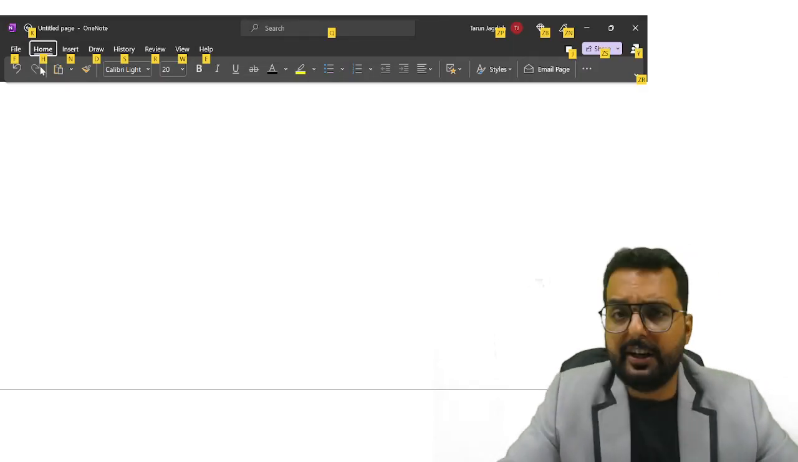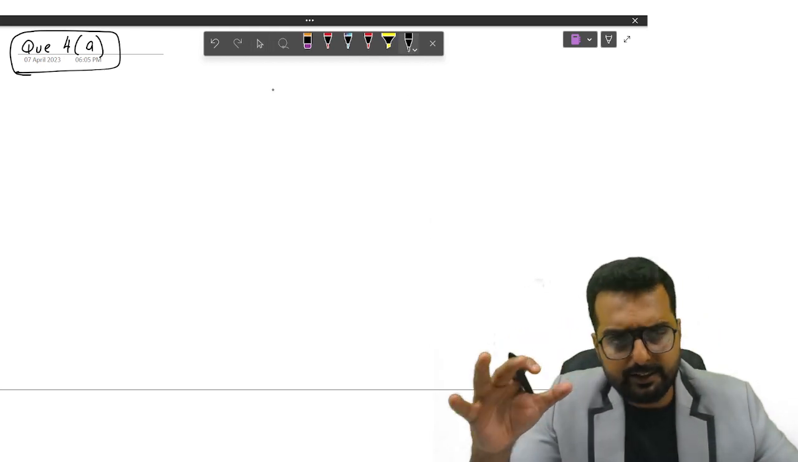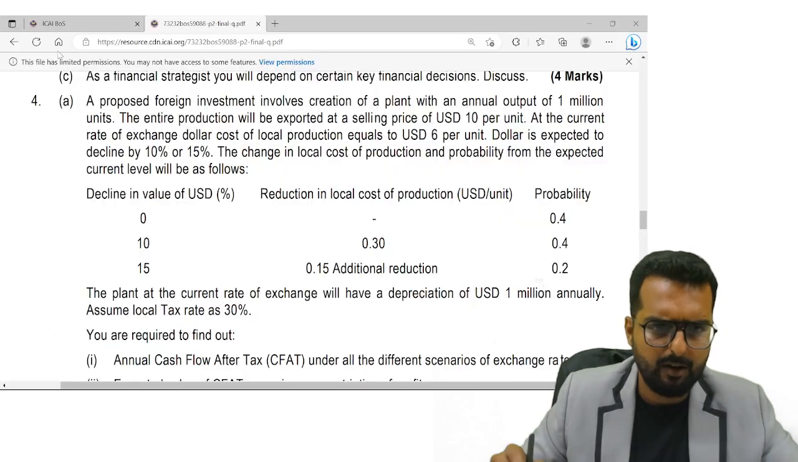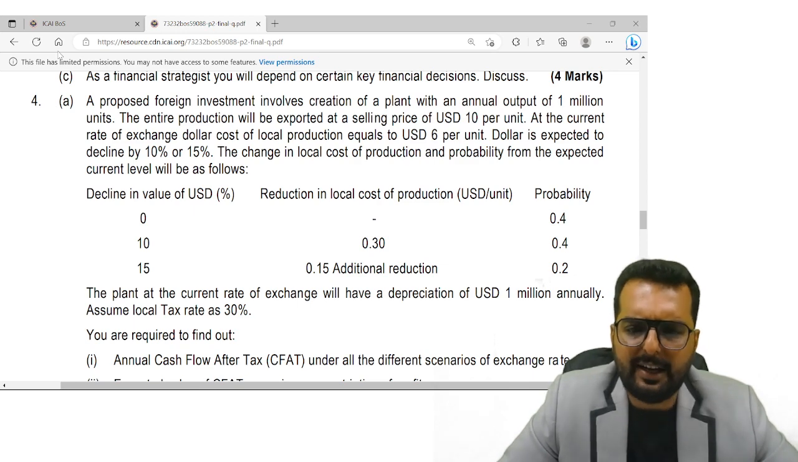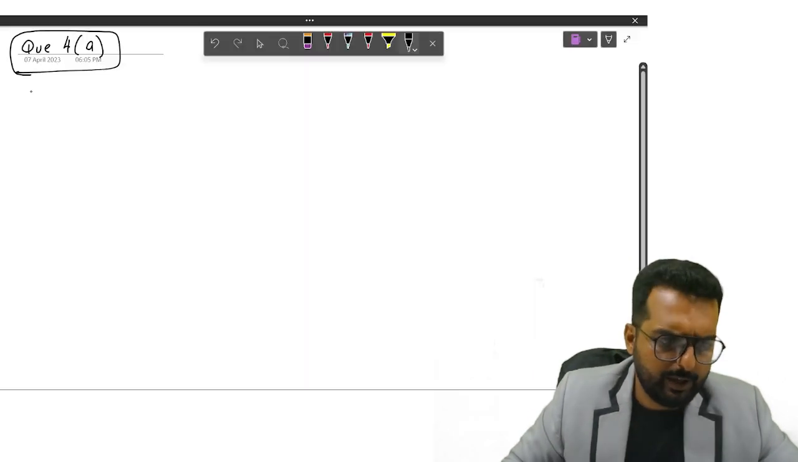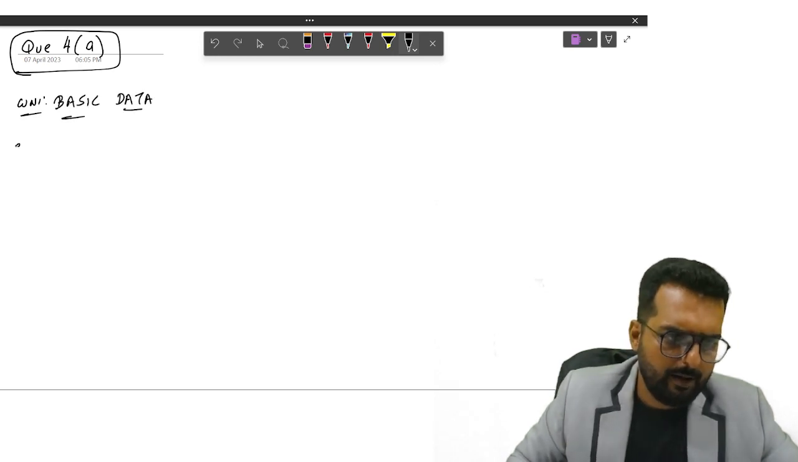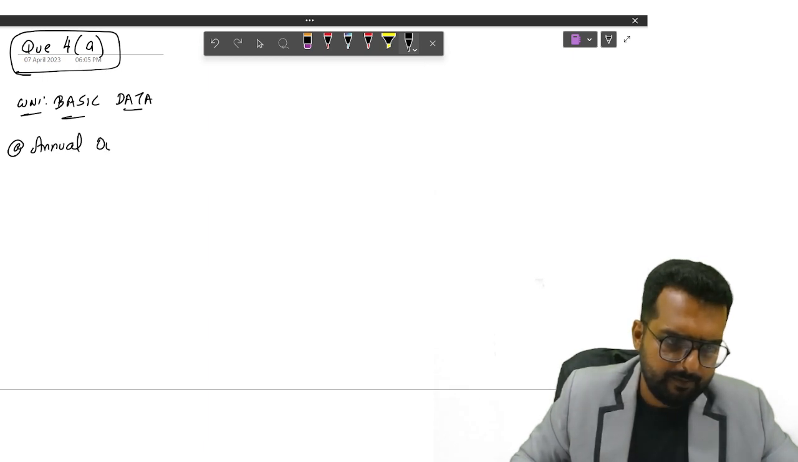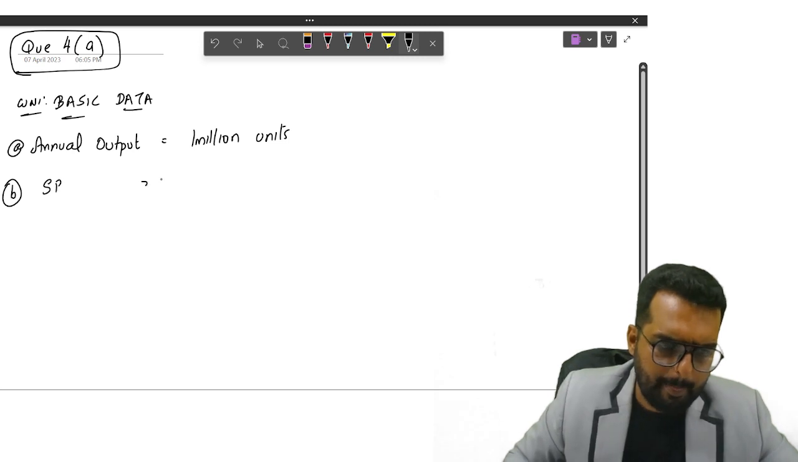Let's do MTP Series 1, question number 4A, which is a very, very good question on international capital budgeting. A proposed foreign investment involves creation of a plant with an annual output of 1 million units. So working note 1, basic data. How much is the annual output? 1 million units. And the entire production will be exported at a single selling price of $10.